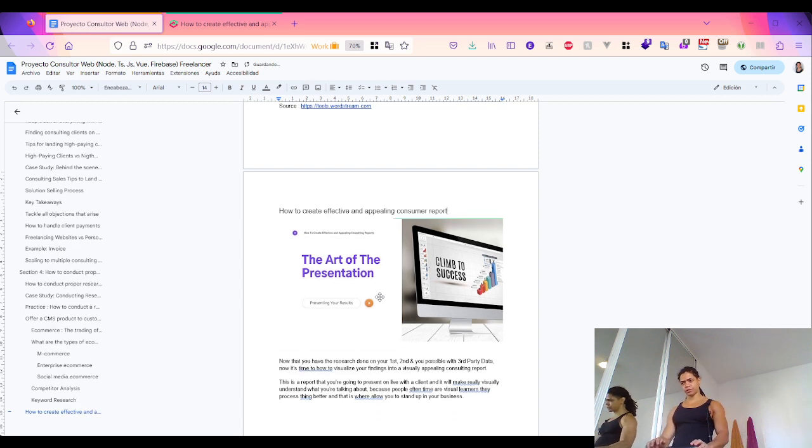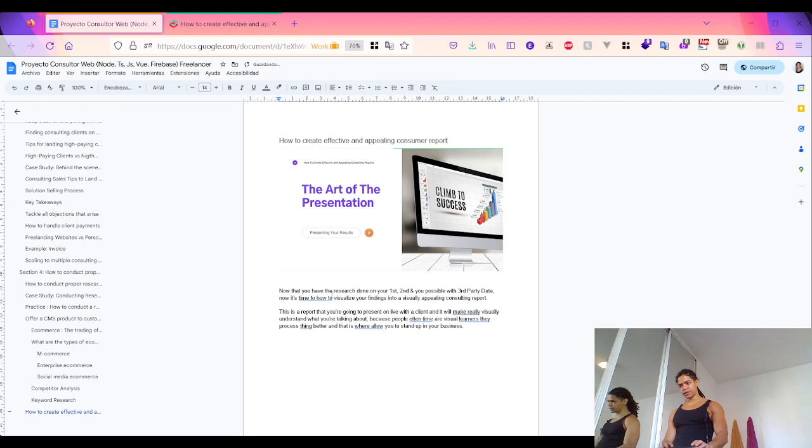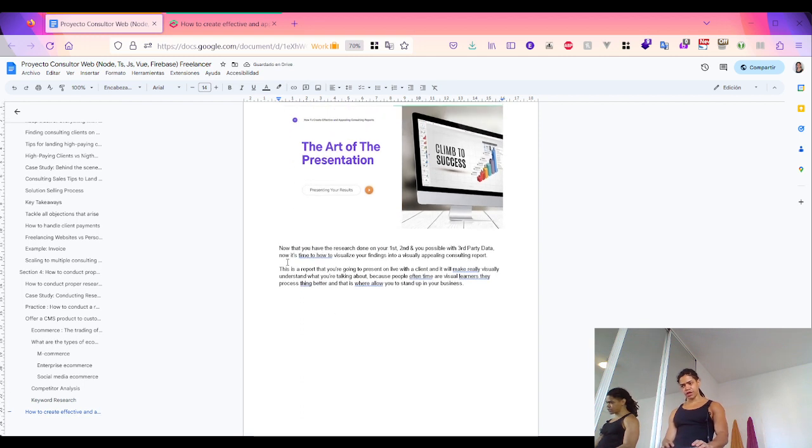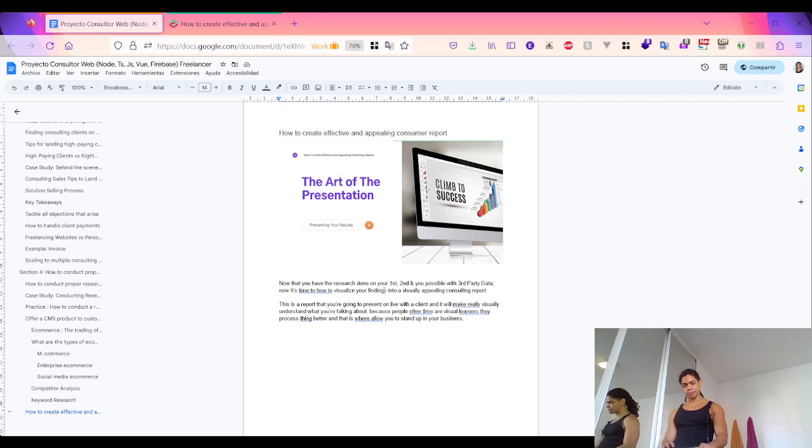And how to create an effective and appealing consumer report. So now that you have the research done on your first, second, and possibly third party data.